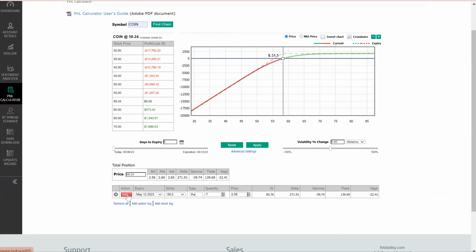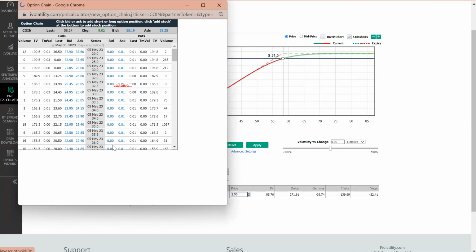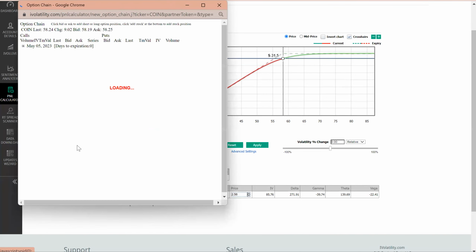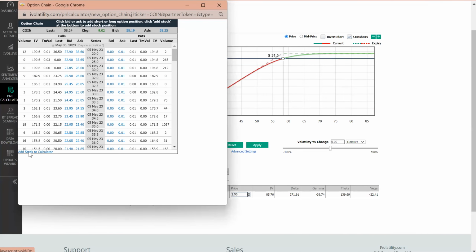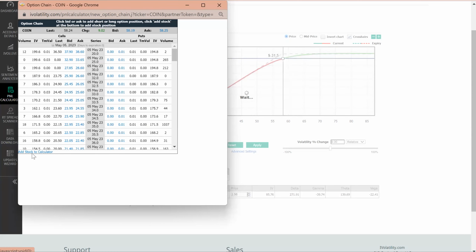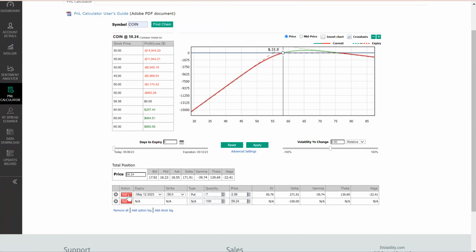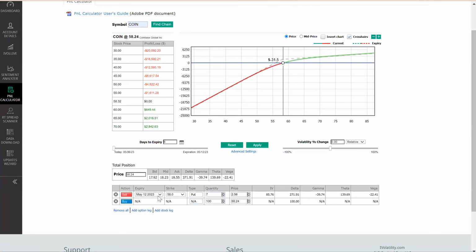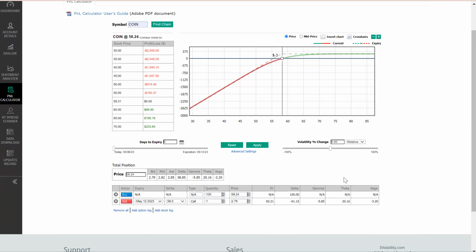You can also change that down here. So you can sell a put. We could add an option leg if we wanted to do spreads. We could add another option leg. We could add a stock leg. So I'd say probably the most common thing with our users is buying an option, selling an option, and then doing covered calls. So here we are buying 100 shares, and then let's go ahead and sell the May 12th call against those shares.